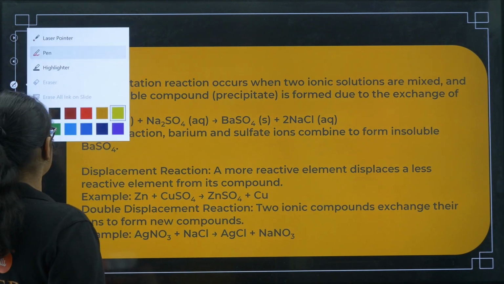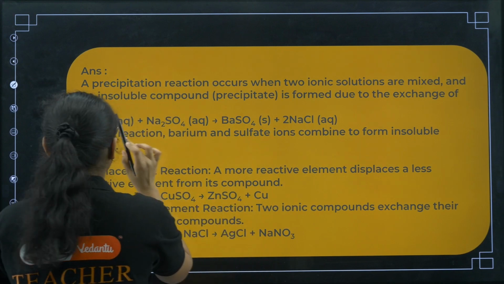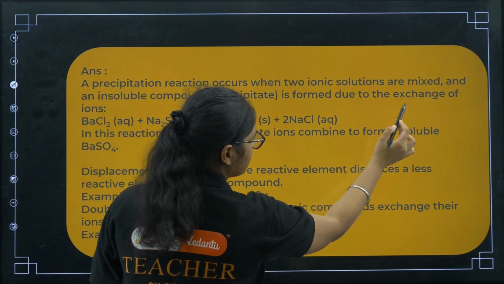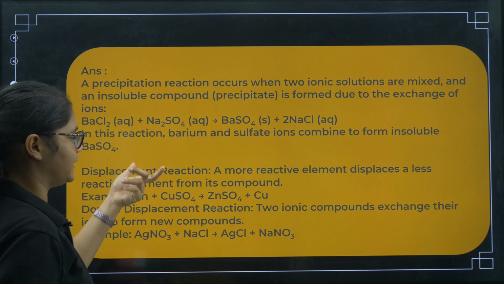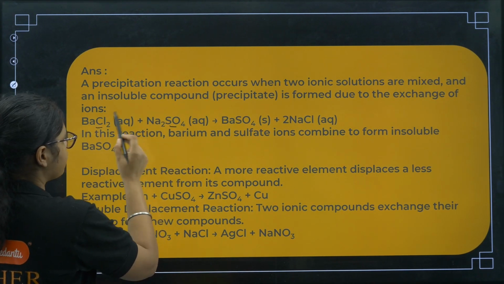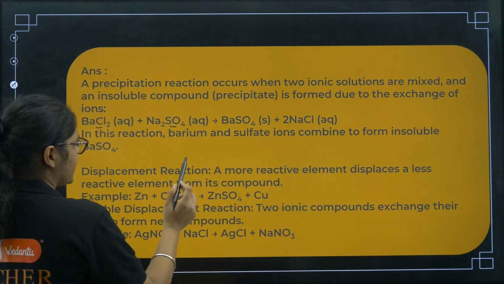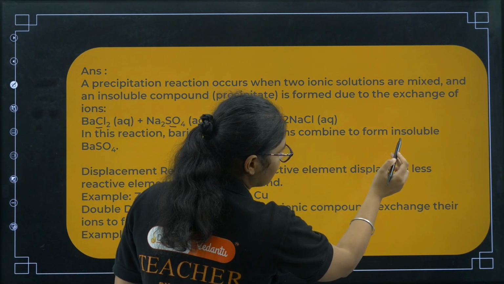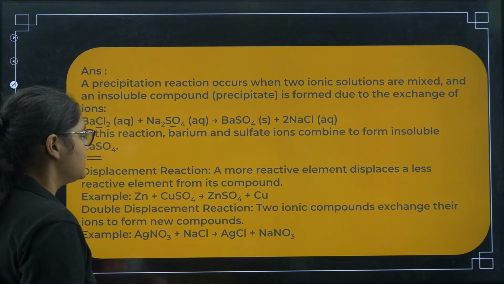Now see, a precipitation reaction occurs when two ionic solutions are mixed and an insoluble compound is formed due to the exchange of ions. The example given here is barium chloride plus Na2SO4. Exchange of ions will take place: barium will react with sulfate and Na will react with chlorine, and we get this product. In this reaction, barium and sulfate ions combine to form insoluble barium sulfate. Okay, that's the first part.